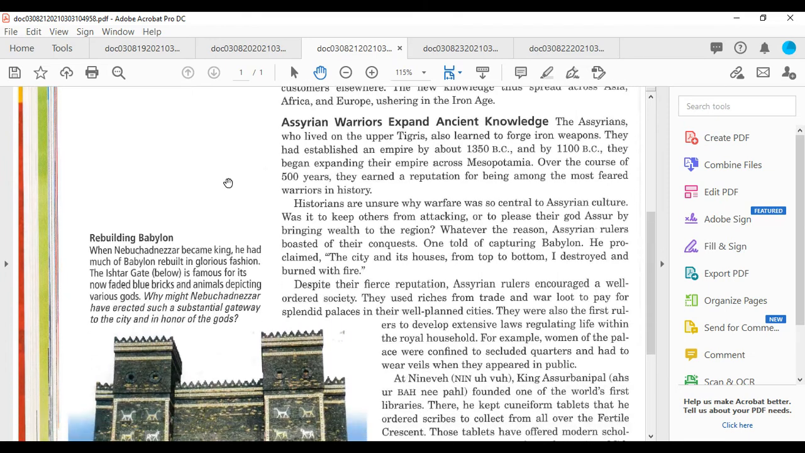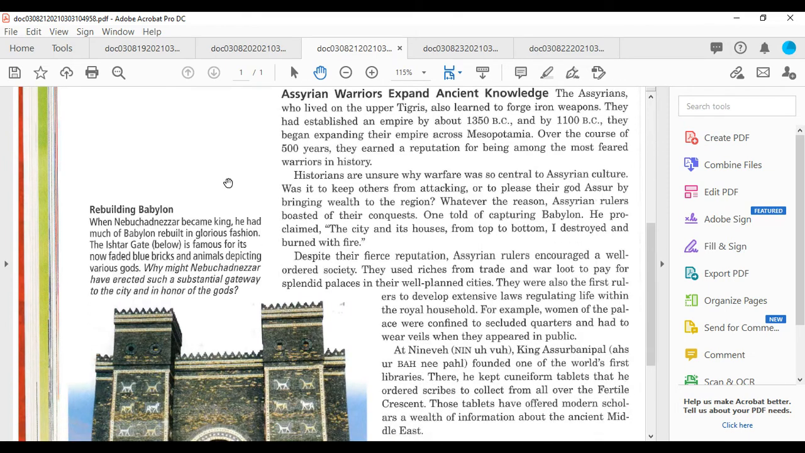Assyrian warriors expand ancient knowledge. The Assyrians, who lived on the upper Tigris, also learned to forge iron weapons. They had established an empire by about 1350 BC, and by 1100 BC, they began expanding their empire across Mesopotamia. Over the course of 500 years, they earned a reputation for being among the most feared warriors in history. Historians are unsure why warfare was so central to Assyrian culture. Was it to keep others from attacking, or to please their god, Assur, by bringing wealth to the region?